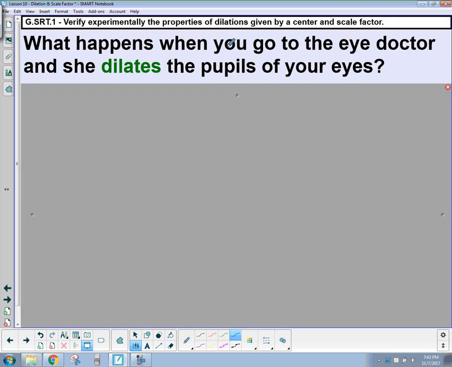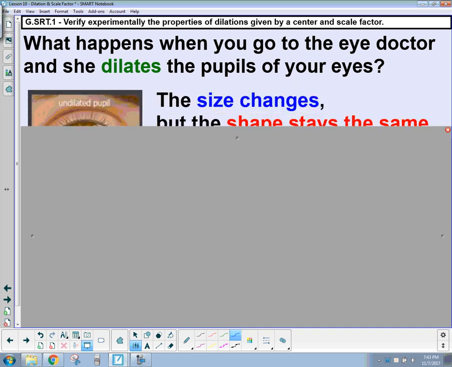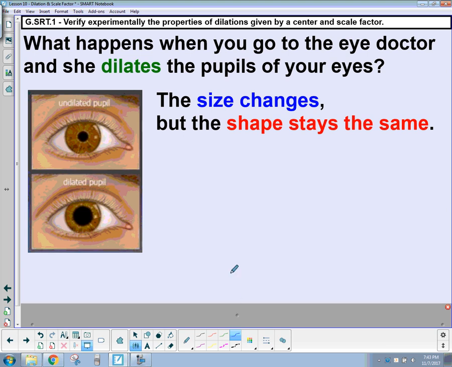What happens when you go to the eye doctor and she dilates the pupils of your eyes? For those of us who went to the eye doctor lately, that's right, they get bigger or smaller. The size changes. Shape stays the same. Okay, regular pupil, dilated pupil. Look how big that is. Pretty big eyes.